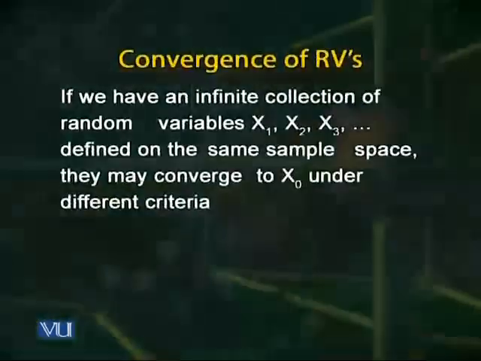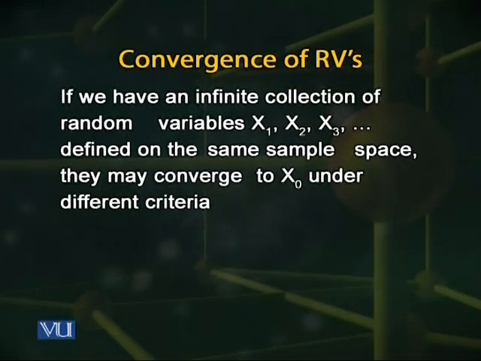So suppose you have a collection of random variables defined for the same underlying sample space with many outcomes, finite or possibly infinite outcomes. For this collection of random variables, we can index them X1, X2, X3, where X1 is the first random variable in our collection, X2 is the second, and so on.